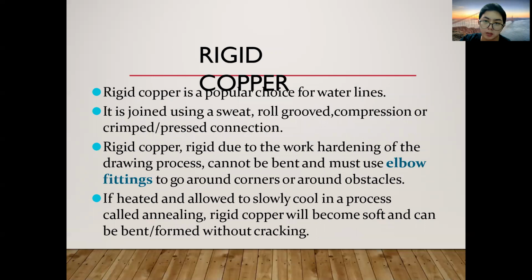The next subcomponent for plumbing is the rigid copper. Rigid copper is a popular choice for water lines. It is joined using a sweat joint, through compression or flare connection. Rigid copper, due to work hardening of the drawing process, cannot be bent and must use elbow fittings to go around corners or obstacles. If rigid copper is heated and allowed to cool slowly, a process called annealing, it will become soft and can be bent without cracking.